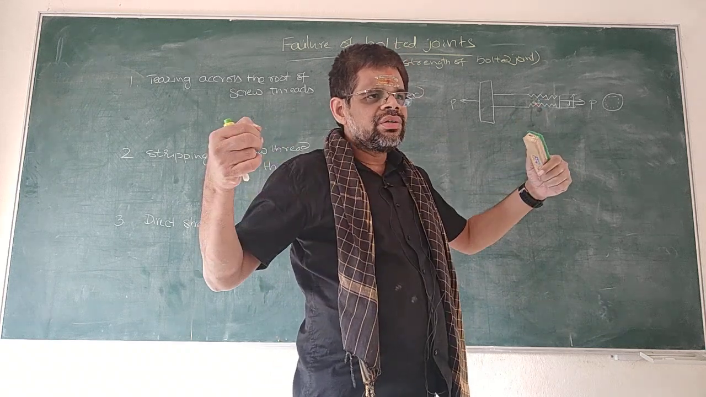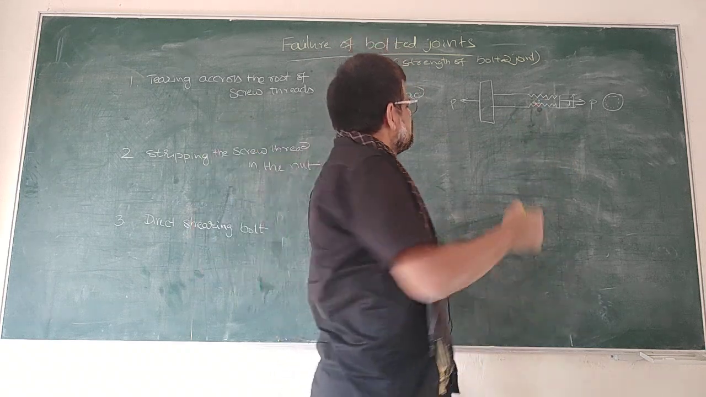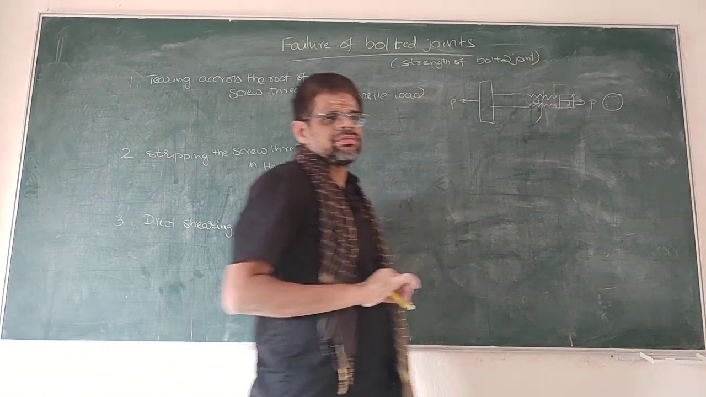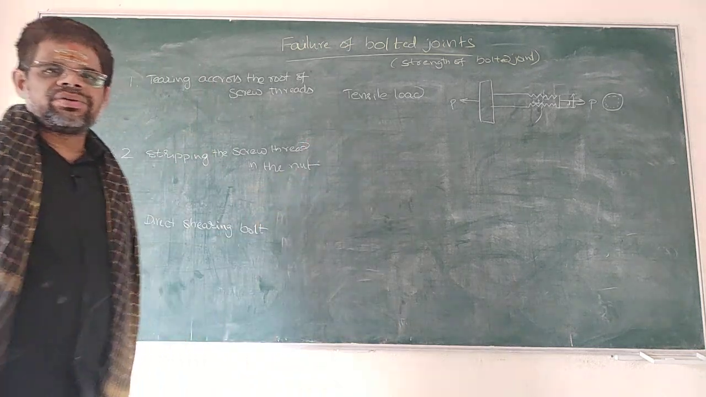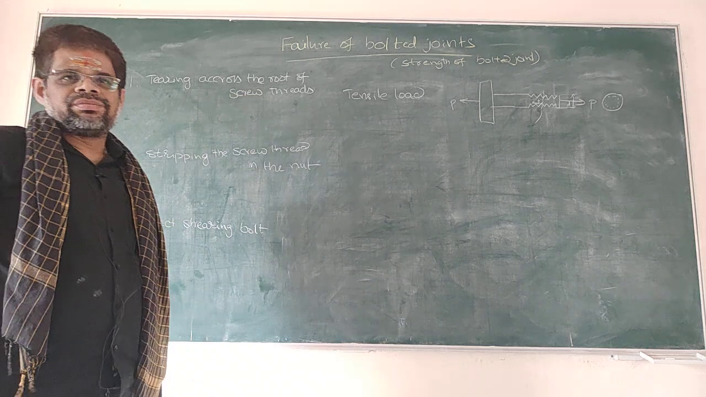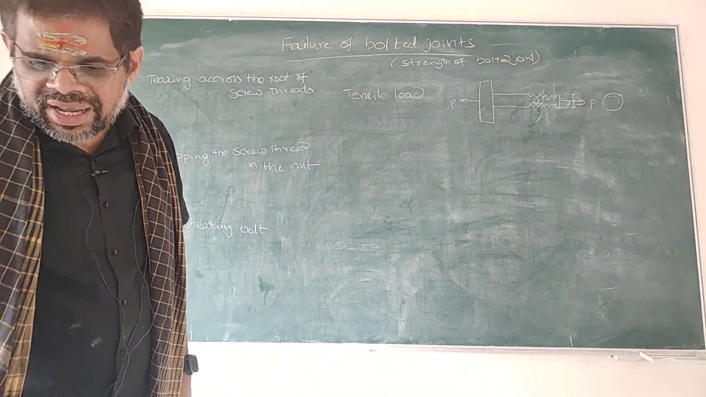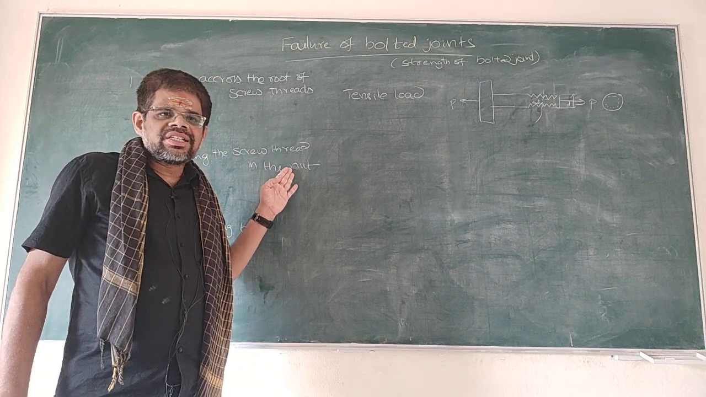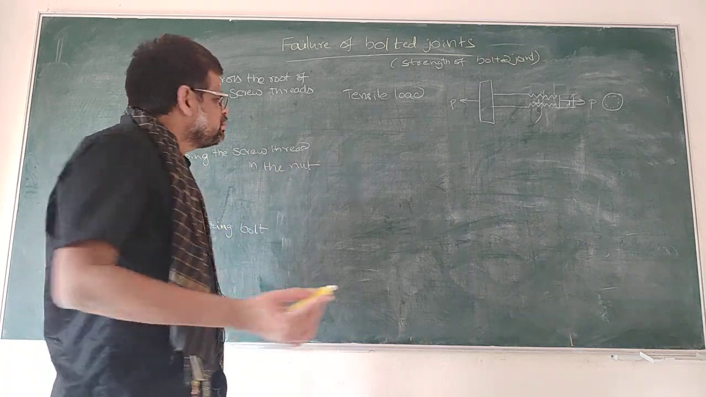Here the failing means it may be torn, so it is separated into two pieces. So the bolt may be torn at the roots. This is one type of failure which may occur due to tensile load. Then how do you calculate this tensile stress? We have the same formula.